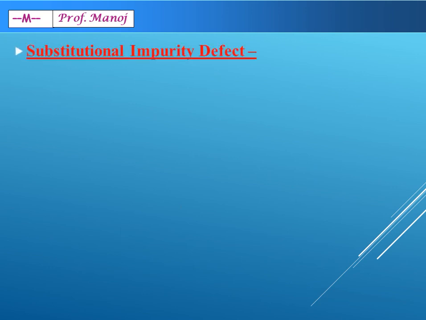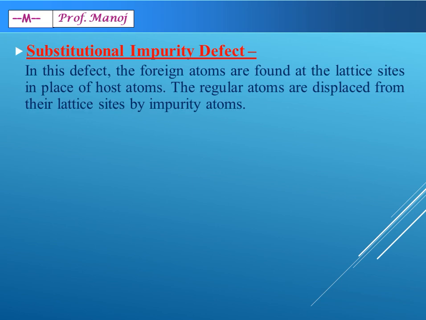The second impurity defect is called substitutional impurity defect. In this defect, foreign atoms are found at the lattice site in place of host atoms. The regular atoms are removed and they are replaced by impurity atoms. This is usually done to improve the property of the original material.